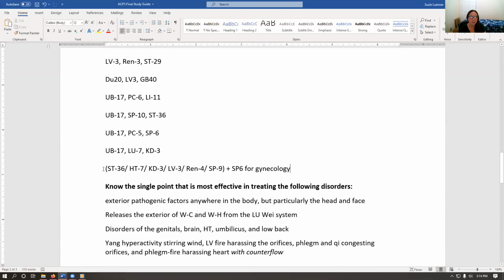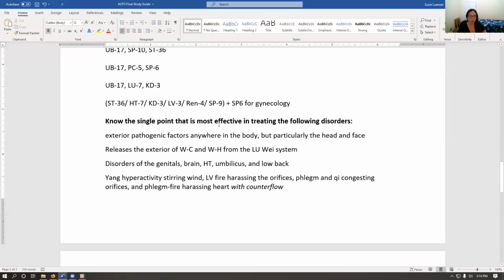I will draw your attention to this last one here. So what this is asking for, I've got a bunch of points here with slashes and then plus spleen 6 for gynecology. So what I'm asking you for is treatment principles, signs and symptoms for stomach 36, plus spleen 6 for gynecology specifically. So think of a couple of signs and symptoms that would be associated for that. Same thing for heart 7 and spleen 6. What gynecological symptoms would you see, et cetera, et cetera. And then the next section here is know the single point that is most effective in treating the following disorders.